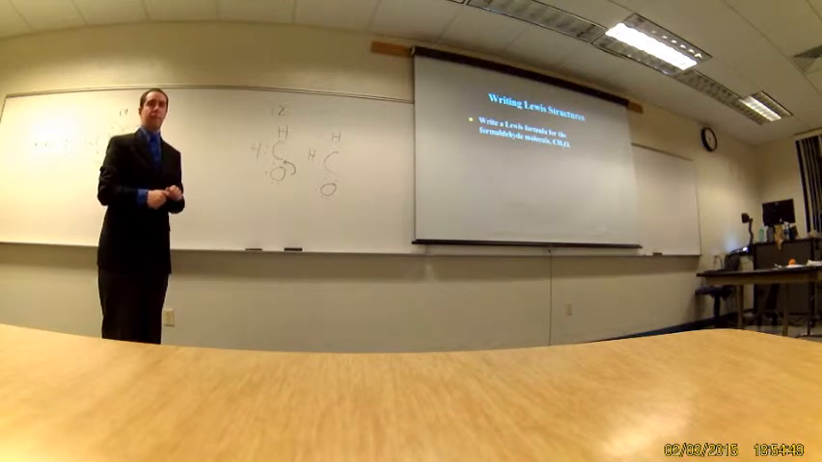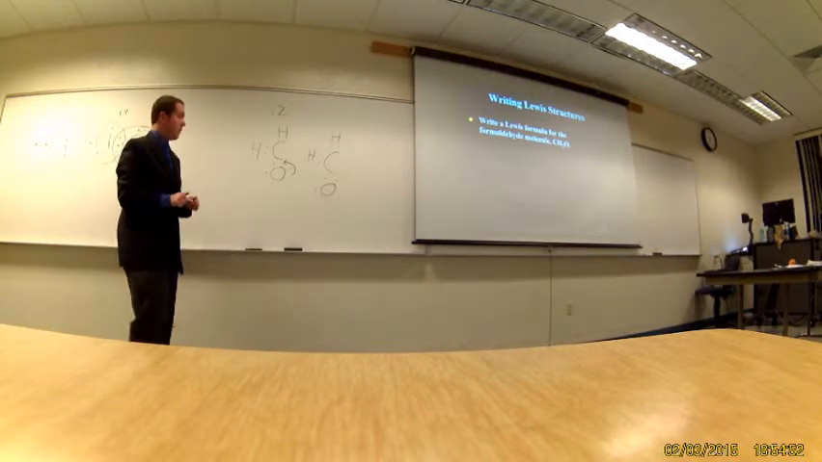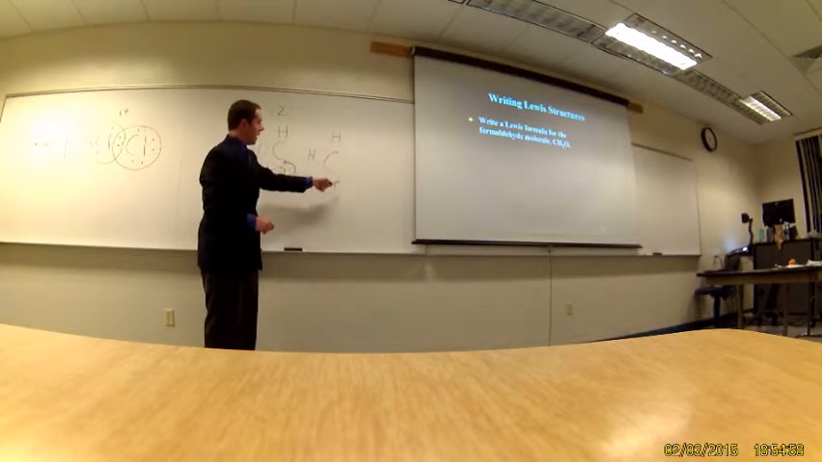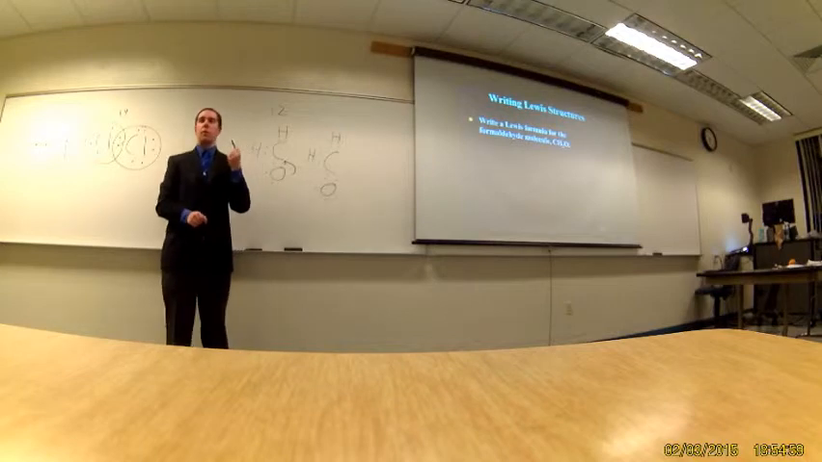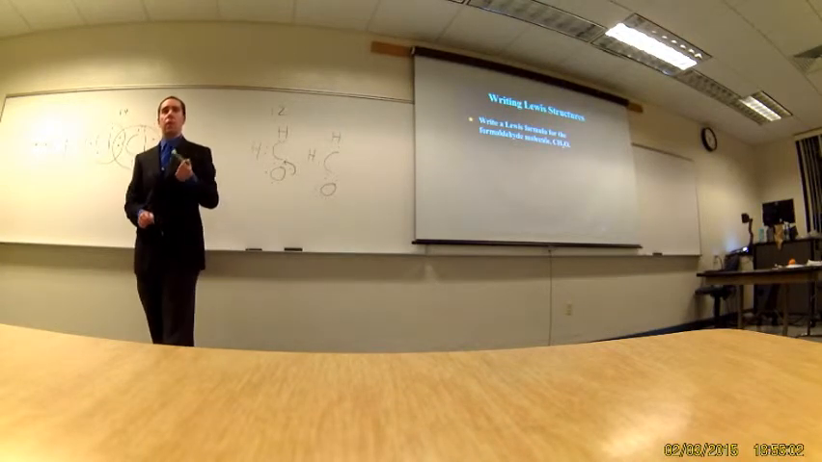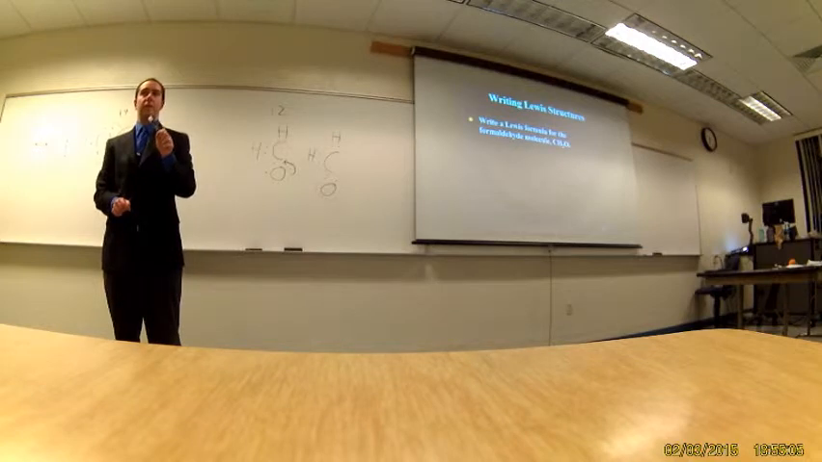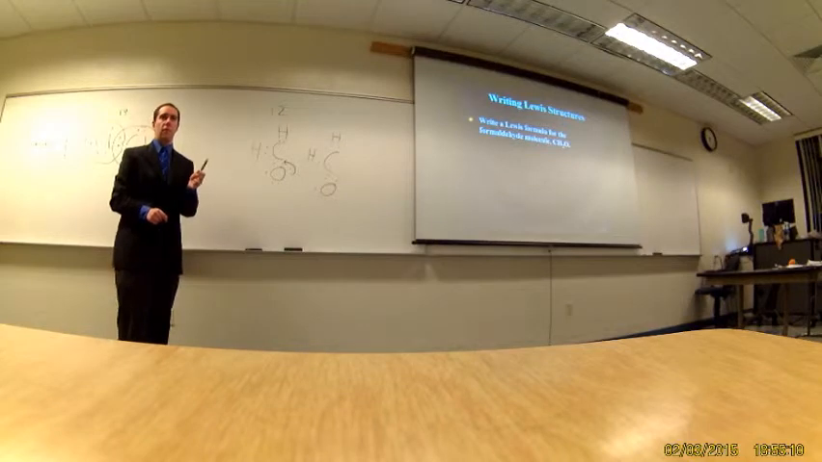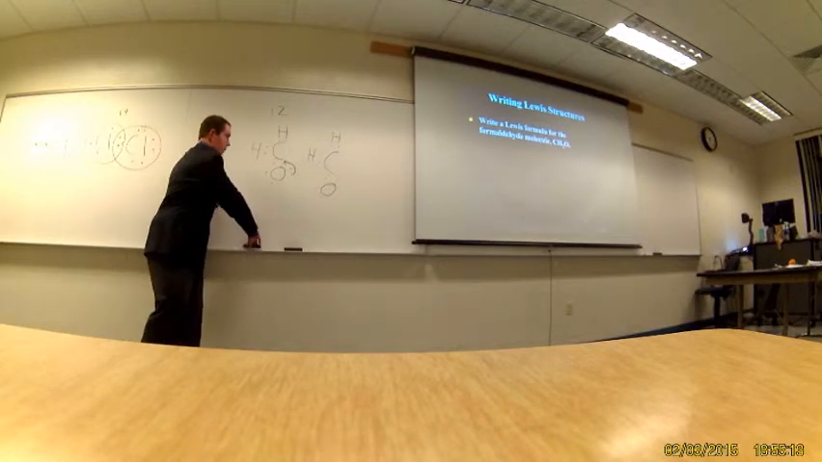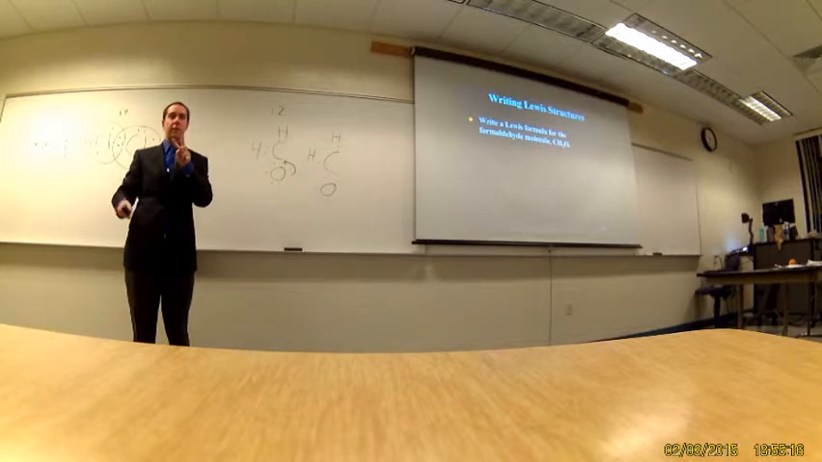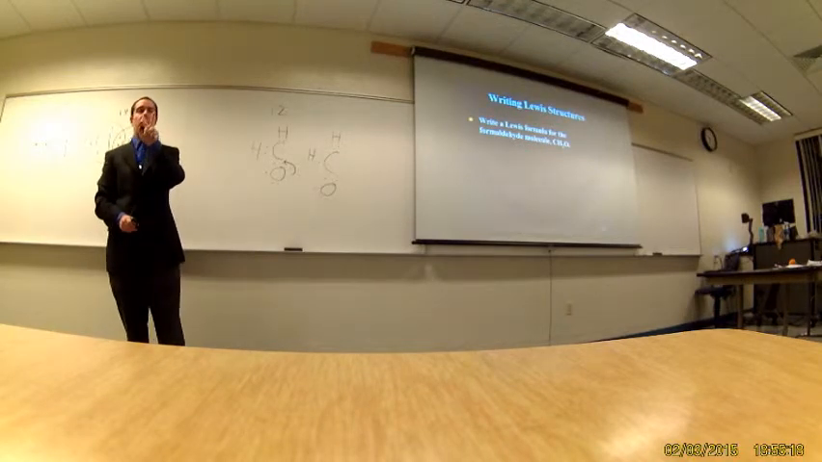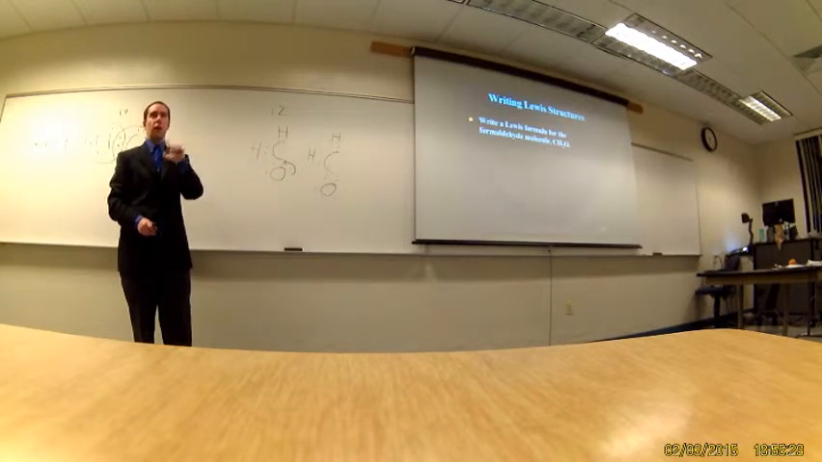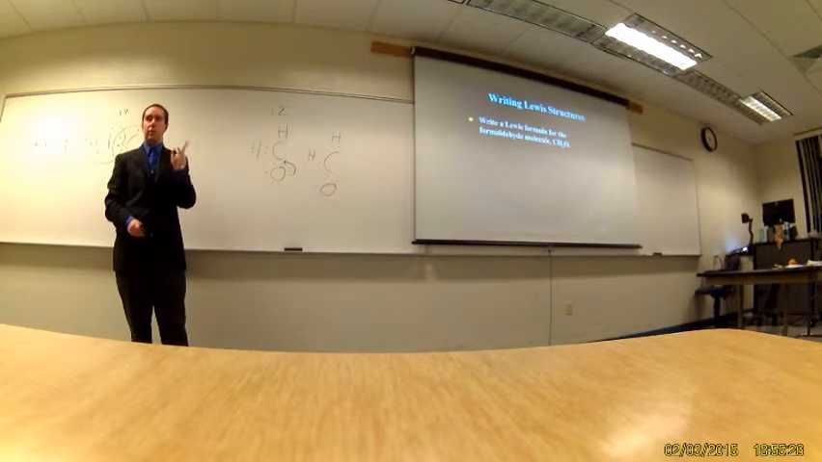So now, is everything happy? Yes. And we can check it. Hydrogens have 2. Carbon has 8. Oxygen has 8. We can also look at the number of bonds. How many bonds does carbon want to form? 4. Did it form 4? Yes. How many bonds does oxygen want to form? 2. Oxygen is a 2 minus, so it wants to gain 2, so it forms 2 bonds. Did it form 2? Yes. It formed 1 double bond, which is equal to 2 single bonds.